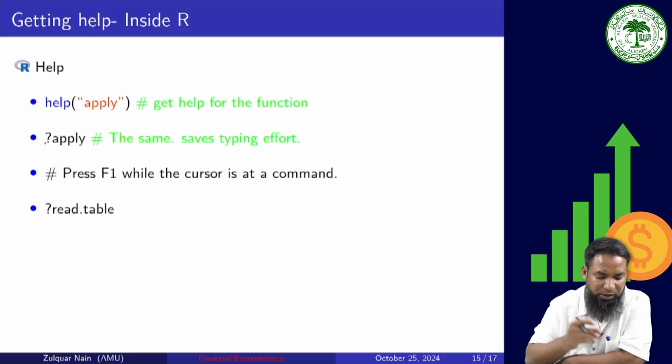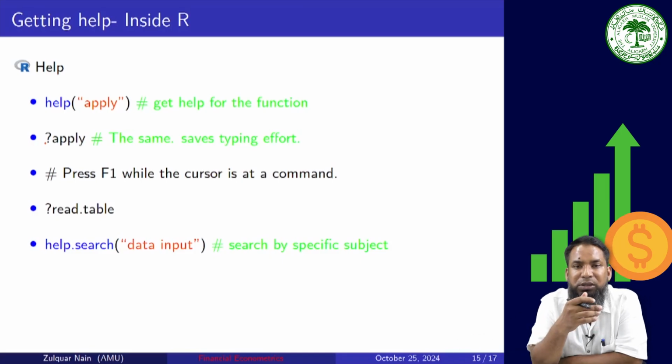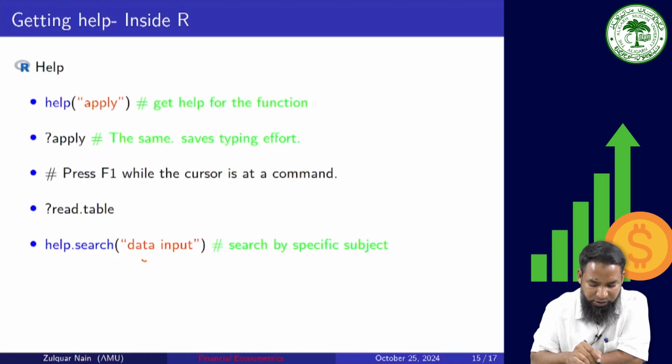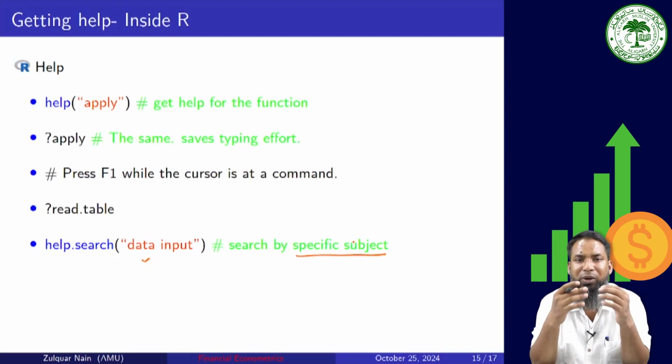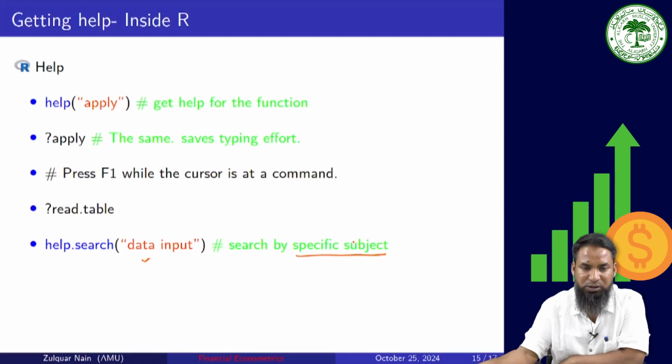Then another, for example, read.table is a function in R, so we can get the help for that. For example, help.search data input. Suppose we want to input data into R. For that we can use help.search and data input, which searches by a specific subject. We don't know, data input is broad. How do we input the data? What are the different methods of importing data within R? For that we will be using this.